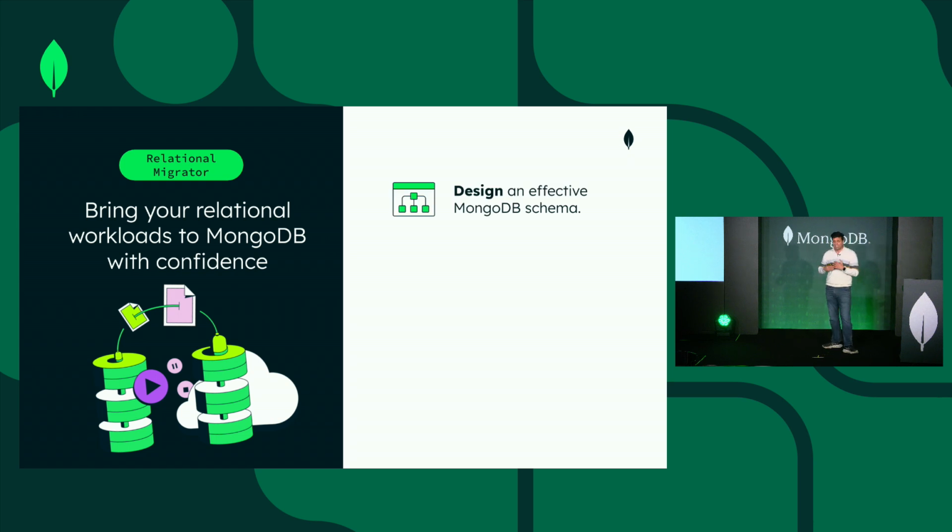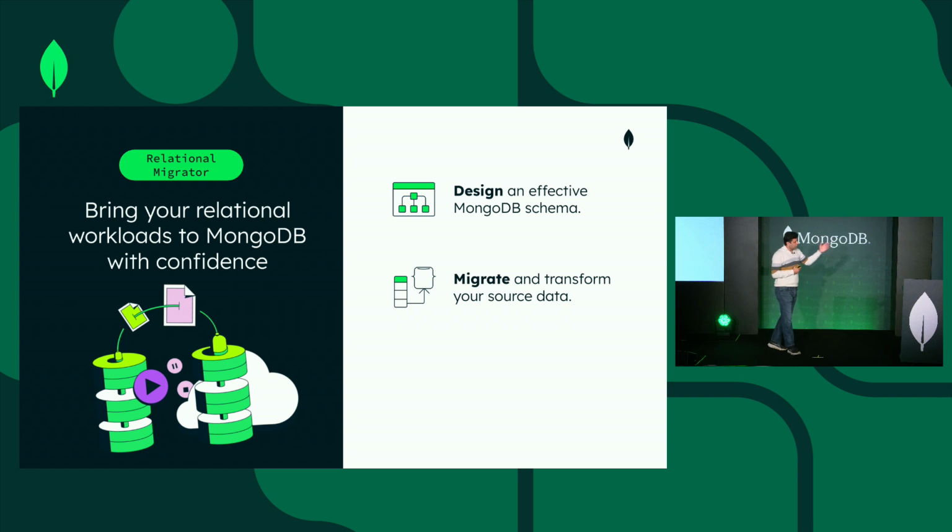It helps you design an effective MongoDB schema, taking into basically Gen AI capabilities which analyze your current schema to see the relation between the tables and accordingly suggest that this is probably a better way to go. It also helps you migrate, and while migration, you're actually allowed to do real-time transformation of your data as it moves from RDBMS into MongoDB.